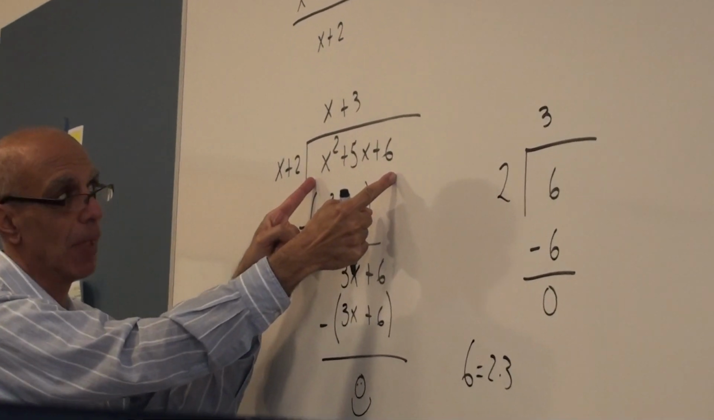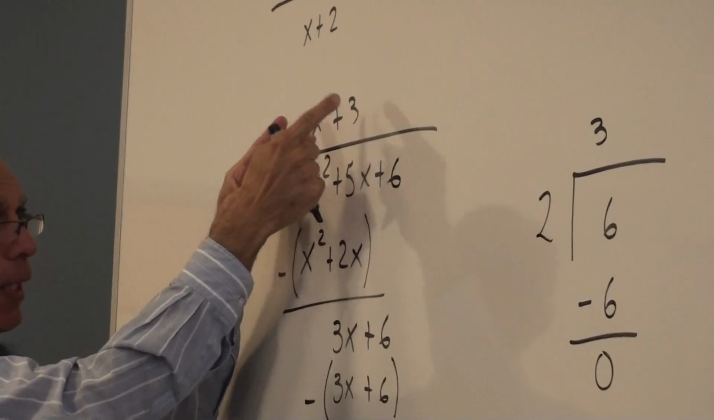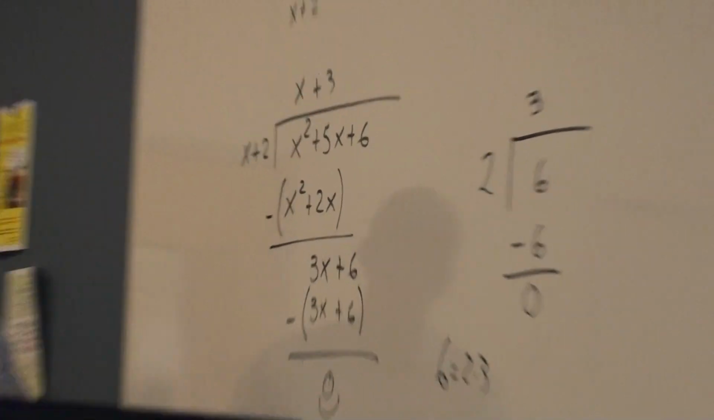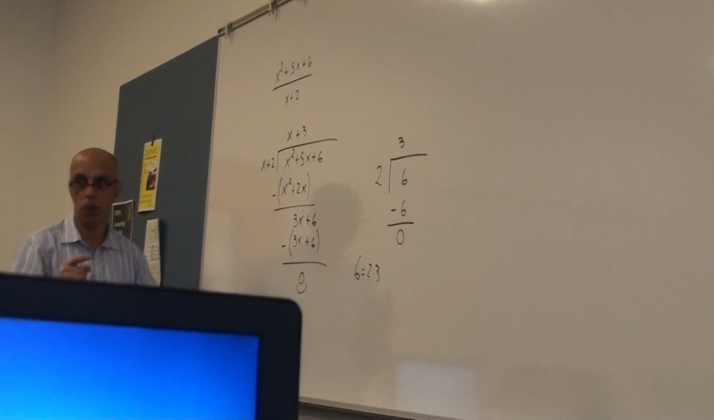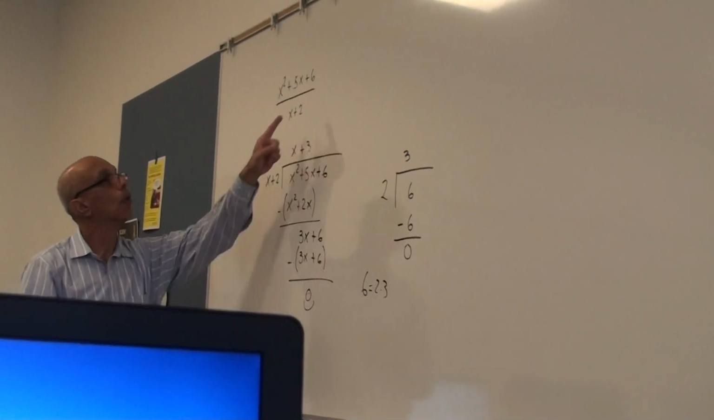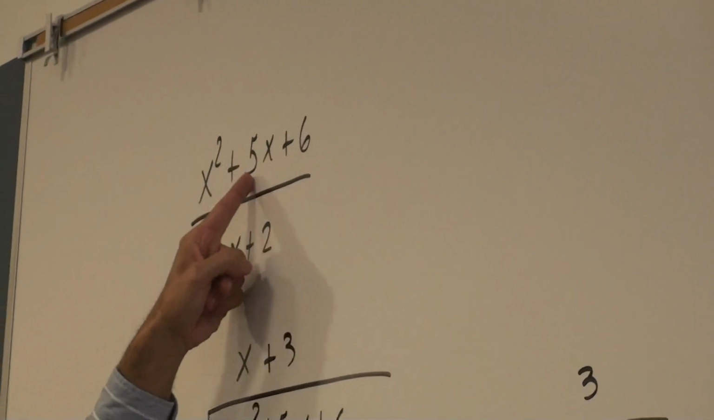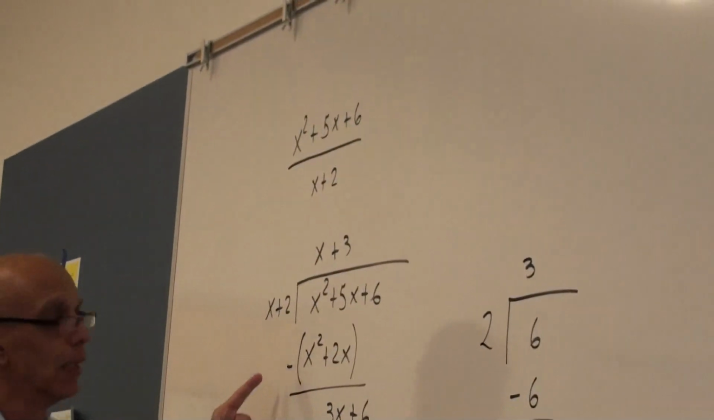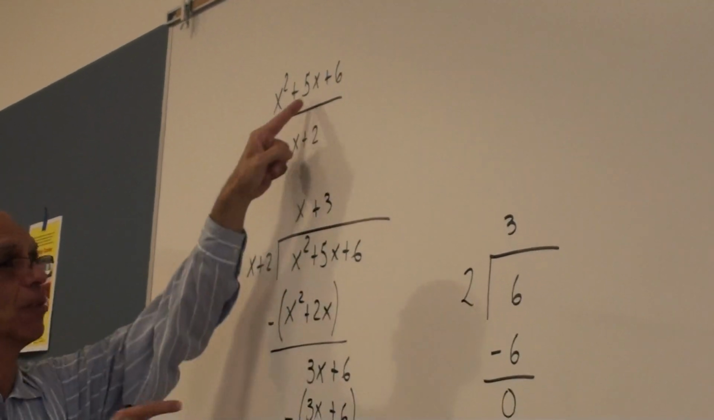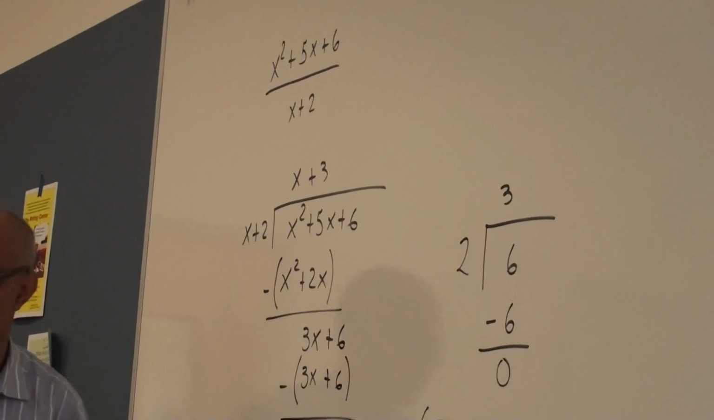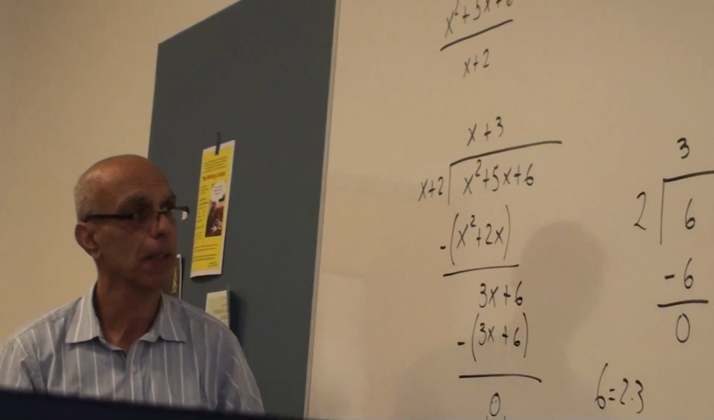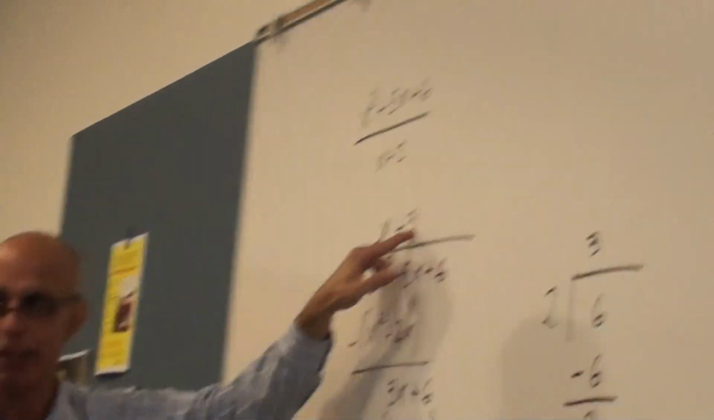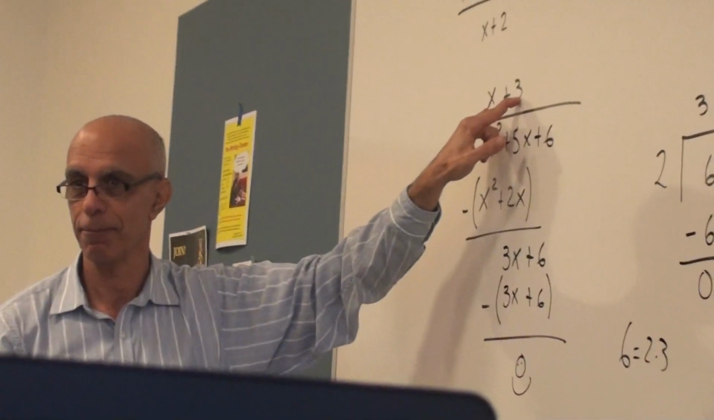Okay? And this is also a factor. So this times this should give me the polynomial. For those that already know how to factor, you know this is the product and this is the sum of two numbers. The product of 2 and 3 is 6. The sum of 2 and 3 is 5. So you could also just factor that, and you would simplify x plus 2, x plus 2, and you would have x plus 3. Okay?